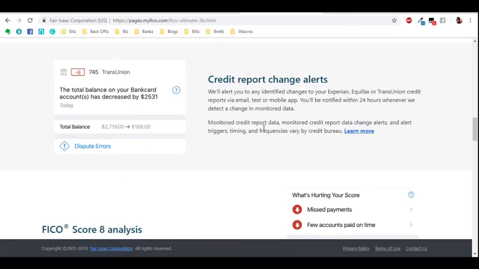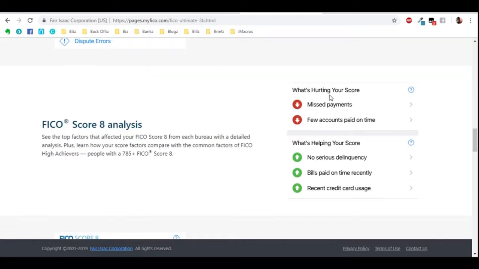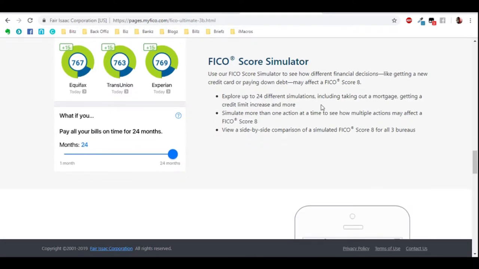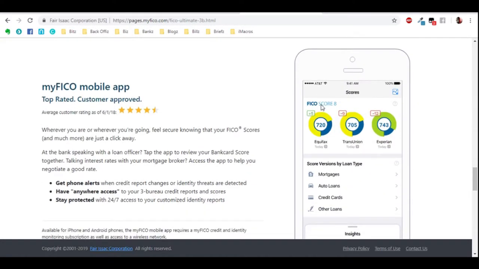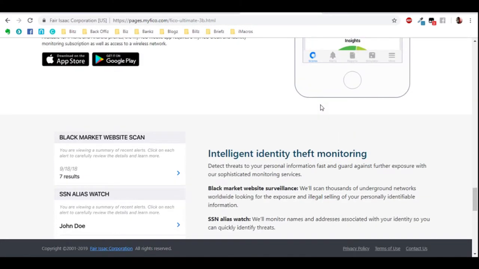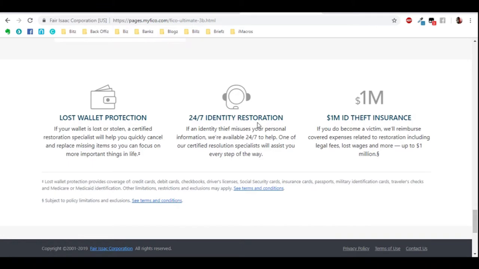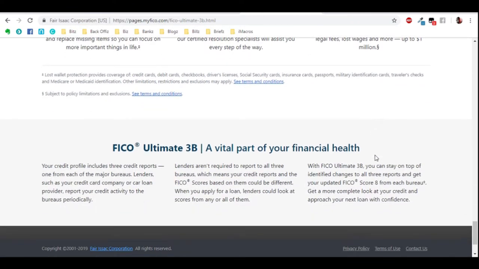Okay. You get credit report alerts. I mean, a lot of people get that for free with Credit Karma. FICO score simulator. Okay, so that's pretty cool. Mobile app, that's all good. Identity theft monitoring, so that's good that it monitors the internet and the dark web. And $1 million in ID theft insurance. So that's pretty good for $29 a month.